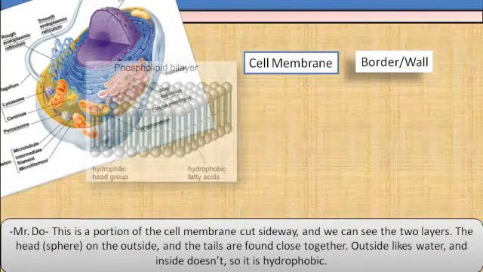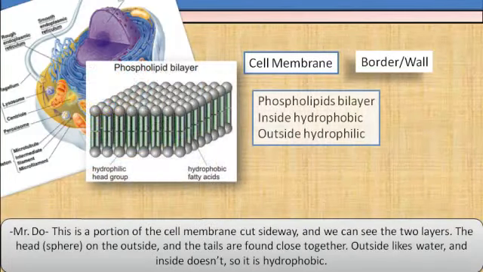This is a portion of the cell membrane cut sideways, and we can see the two layers. The heads are on the outside and the tails are found close together. The outside likes water and the inside doesn't, so it is hydrophobic inside.